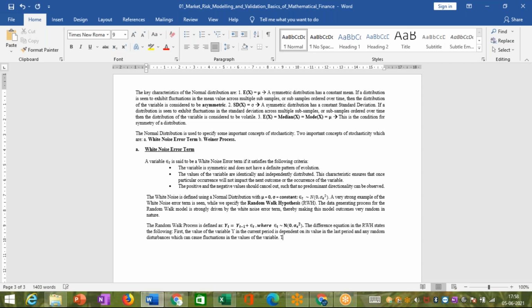Okay. So basically, as I was saying, with the data generating process for the white noise error, for the random walk hypothesis, it can be shown as follows. What I'm trying to do is identify the data generating process through a recursive, iterative process.